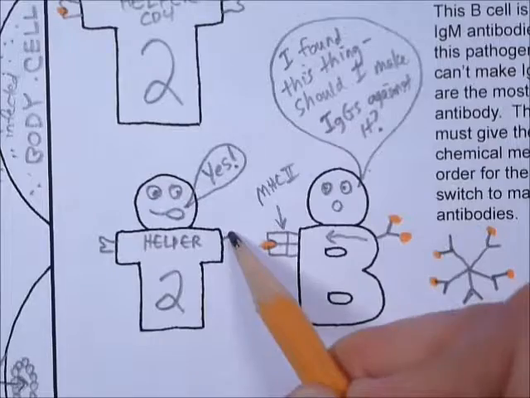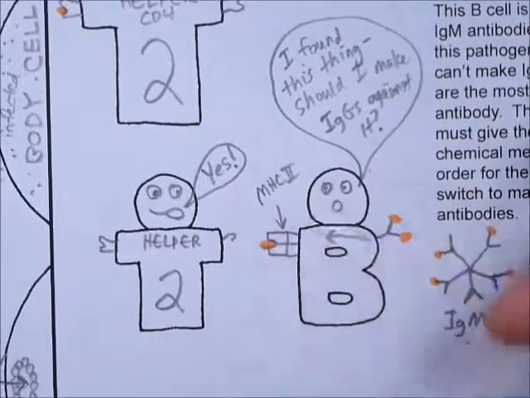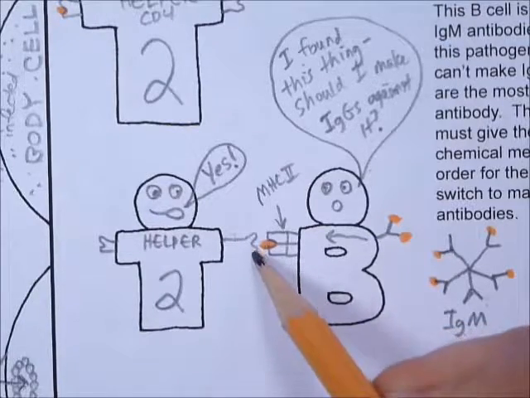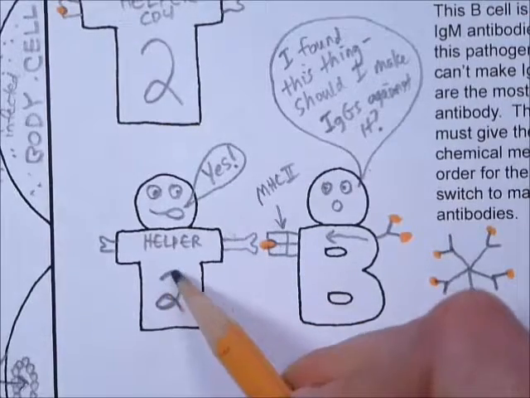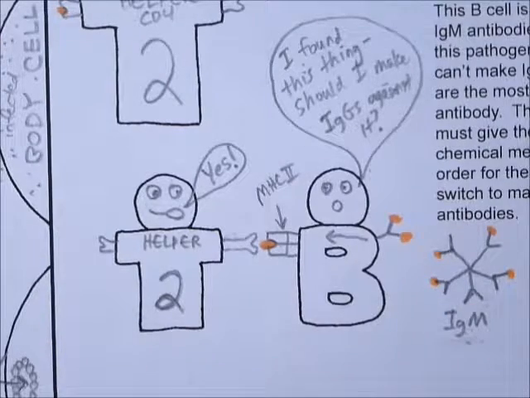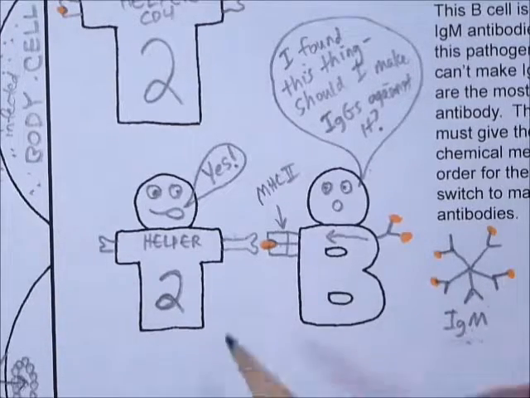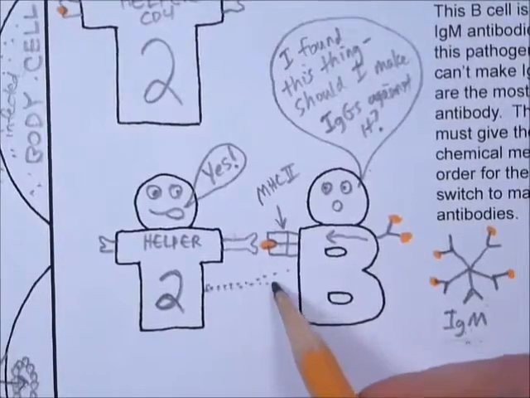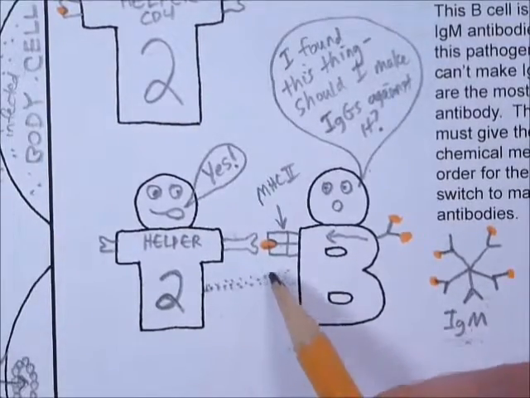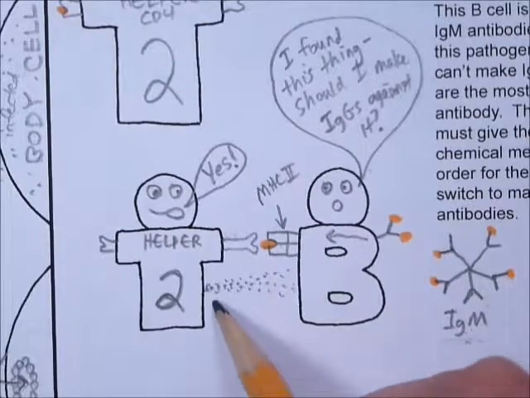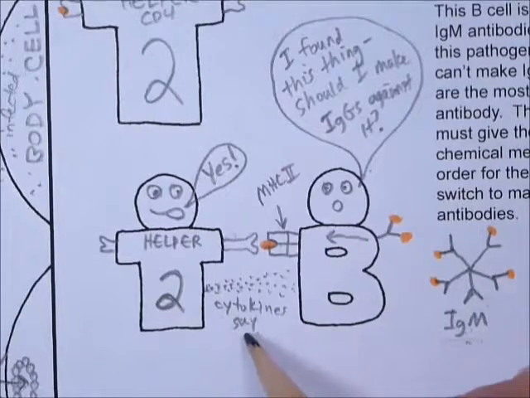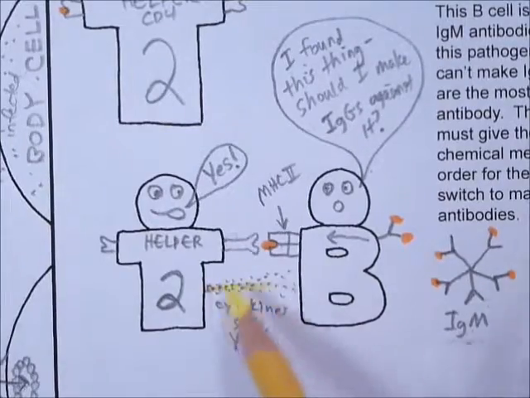So actually, he's probably reaching over here. He may be feeling this and going, oh yeah, I recognize that. Yep, that's something that I know. I think you need to start making IgGs to it. So how does it communicate? Cytokines. Cytokines say yes. Just gonna make mine just a little yellow. There we go.